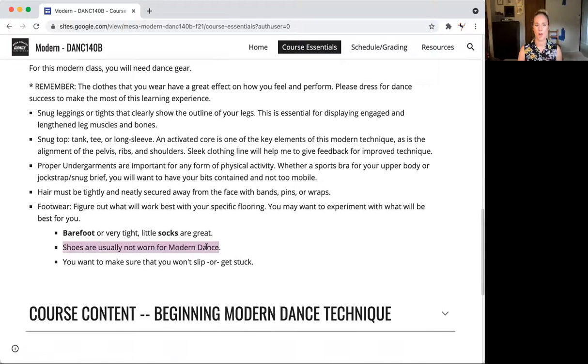Shoes are usually not worn for modern dance. If you have a pre-existing injury or something where shoes might be specific to you, have a conversation with me. We'll find you the best footwear.